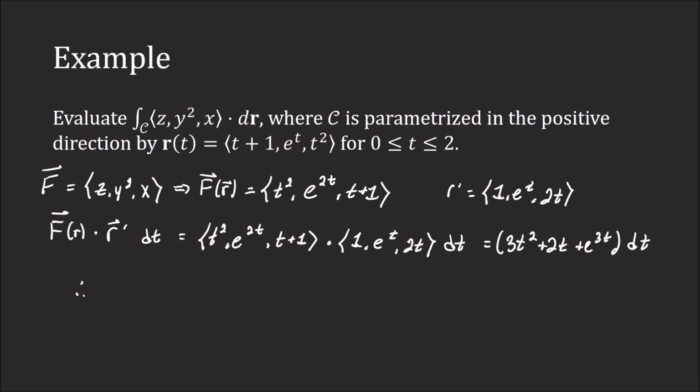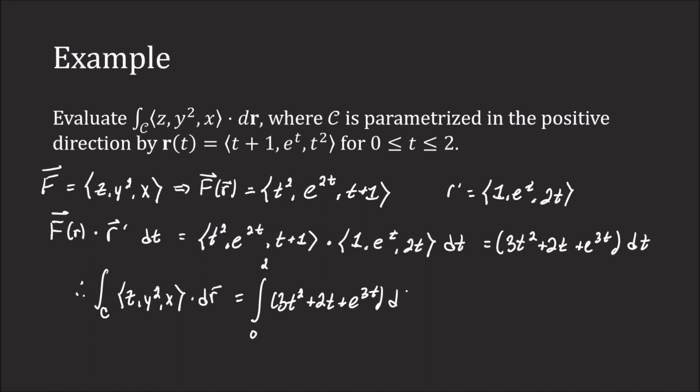All right. So the line integral along C of F dot dr is now the integral from 0 to 2 of 3t squared plus 2t plus e to the 3t dt. After some work, we find that this is 35 over 3 plus e to the 6 over 3.